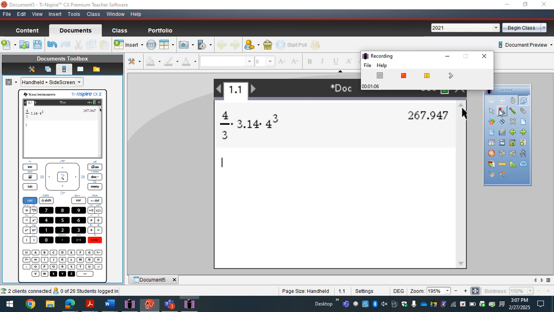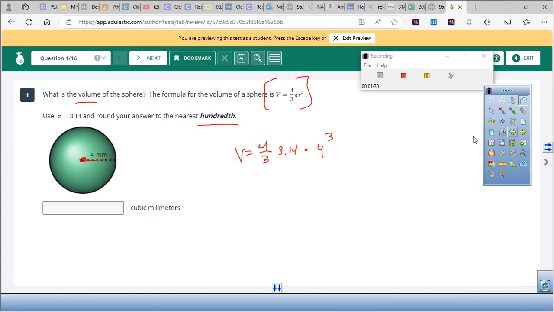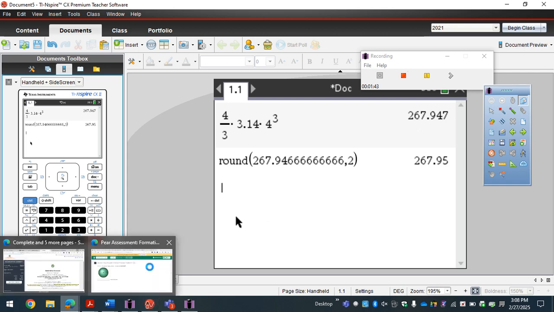And it's saying round to the hundredths, so it's going to be 2. So if you need to use a calculator, this is the best way to do it. Just go menu, 2, 8, 1, and then we're going to press up to that number, enter. And then the hundredths is the second spot, so we're going to go comma 2. So 267.95. And that's your hundredths. Okay? 95, yes. Let's go to the next question.